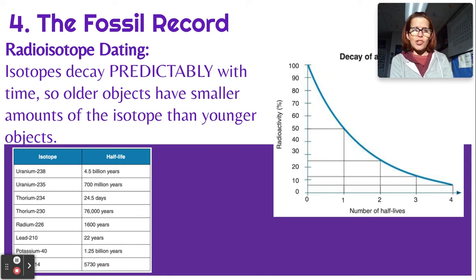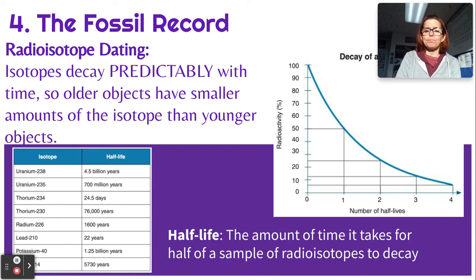So older objects that have radioisotopes in them, the more of the radioisotopes have decayed. So they have smaller amounts of the isotopes than younger objects do. So we refer to the amount of time that it takes half of the sample to decay. We call that the half-life. So I'm just going to give you a grossly simple example.